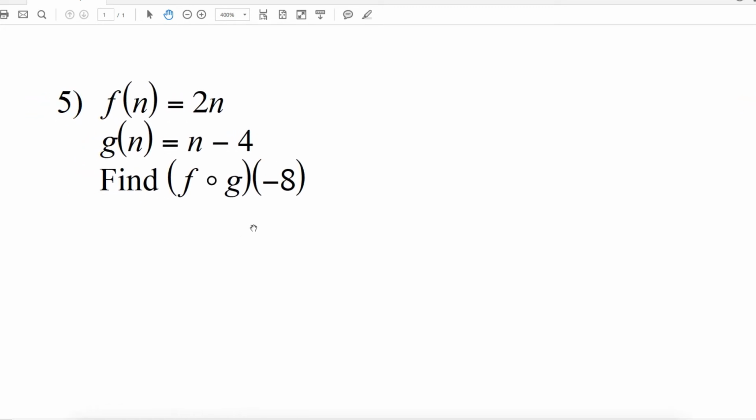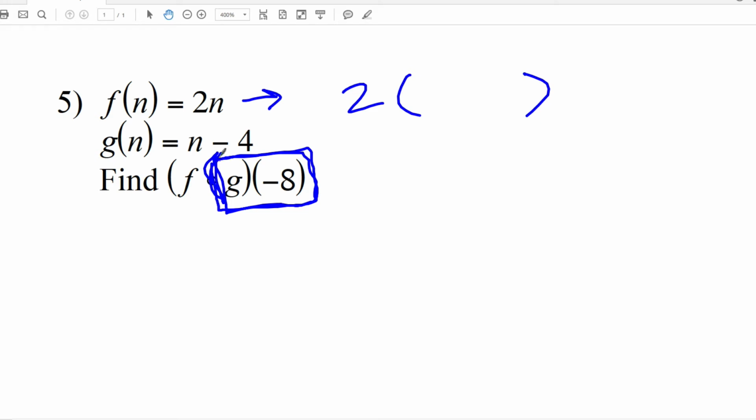Number 5 on my sheet looks like this. Again, we look. Here's my g function. Inside the f function, I'm going to rewrite it. I have 2 parentheses. Well, what goes inside the parentheses? This g of negative 8 is what goes inside parentheses. Well, what's g of negative 8?